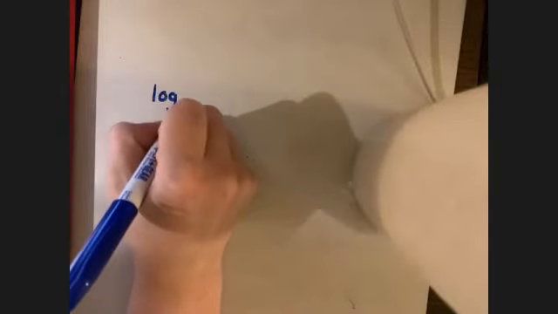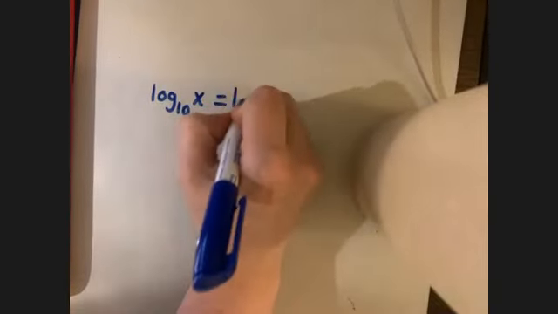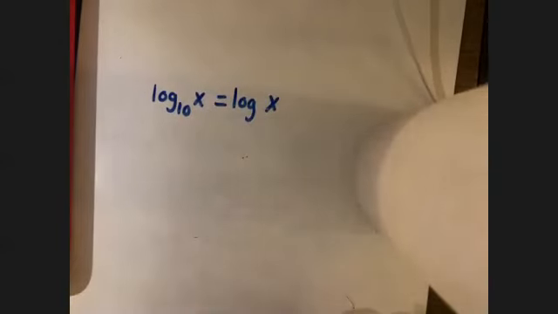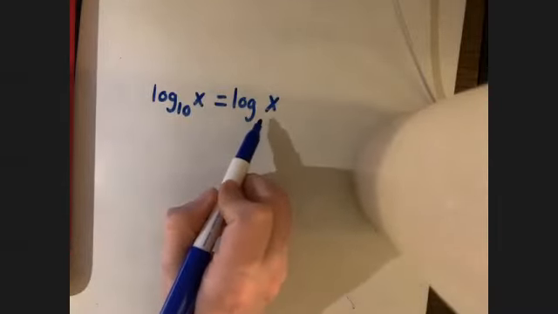Okay, time for section 4.4. So this is another one about logs, so working with some log stuff. One of the things that we talk about is we don't generally write log base 10 of x. This is what's called the common log, and so it is just written log x. This log part that doesn't have the base on it has an understood base of 10.